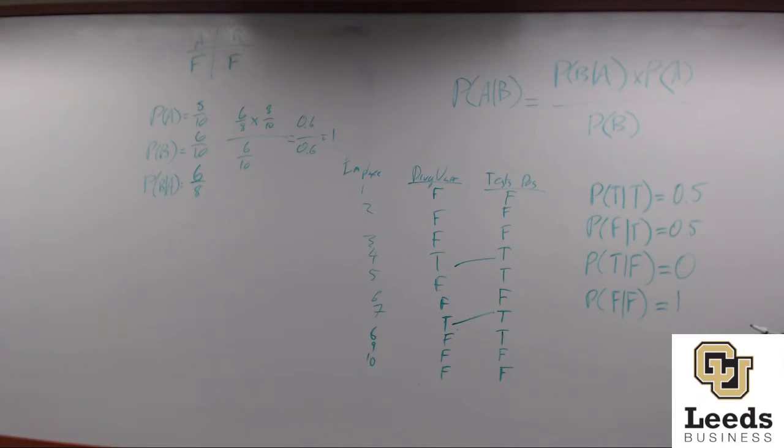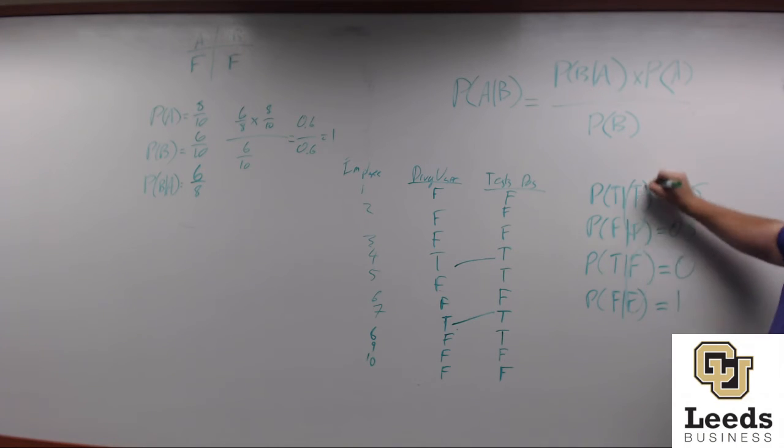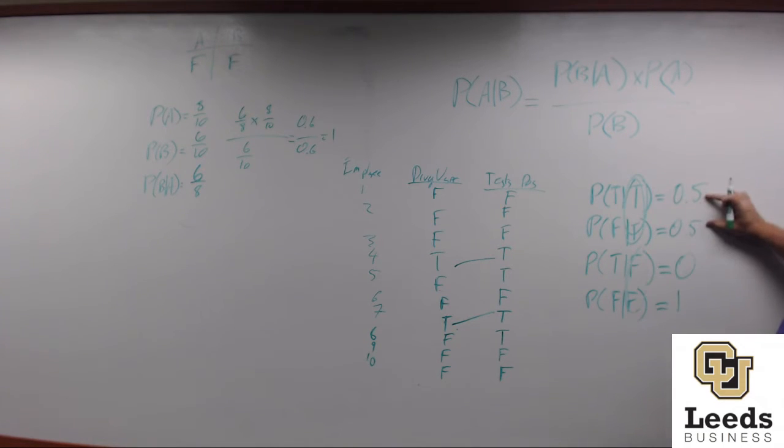So what does this give us? Whenever the test says false, we're going to give it a label of no, they're not a drug user, because this 1 is bigger than the 0. Whenever the label is true, we're not sure what to do. There's even odds.